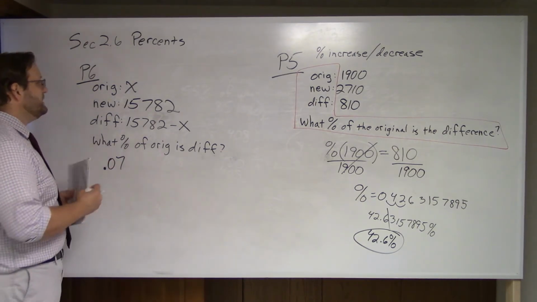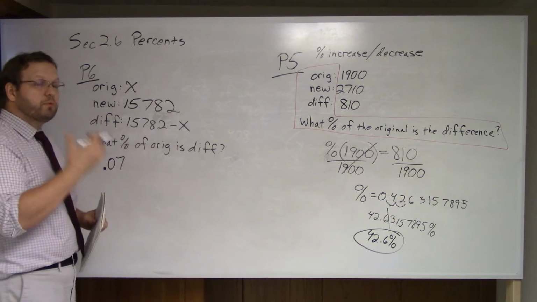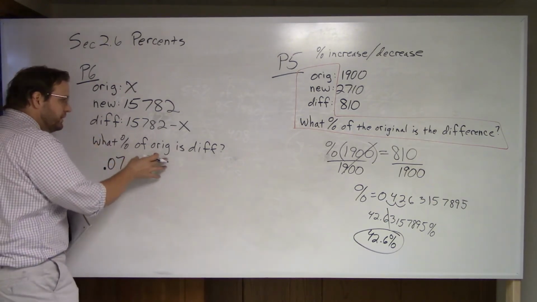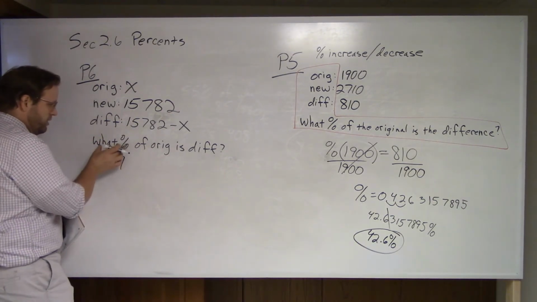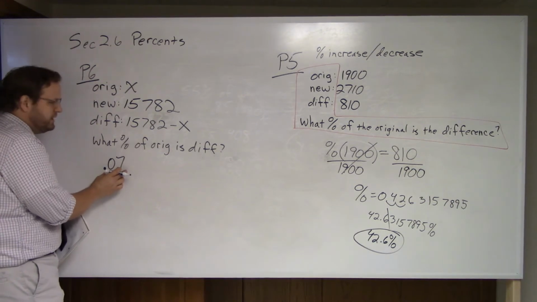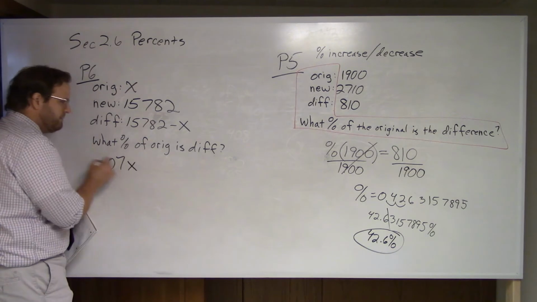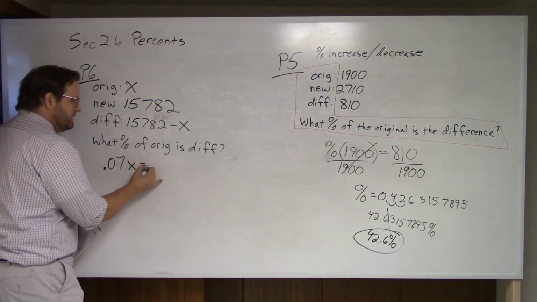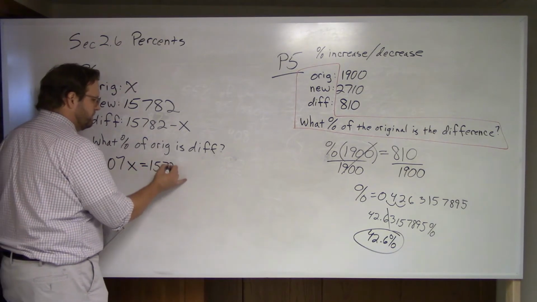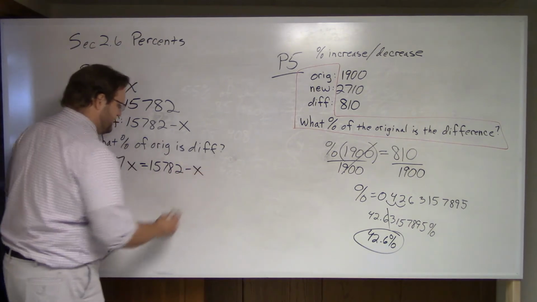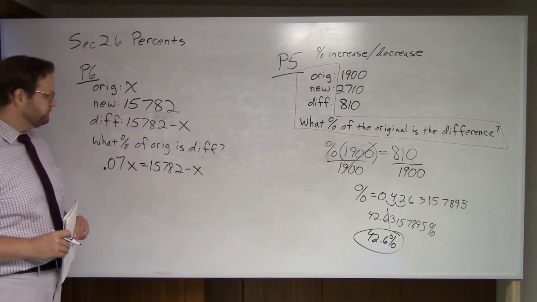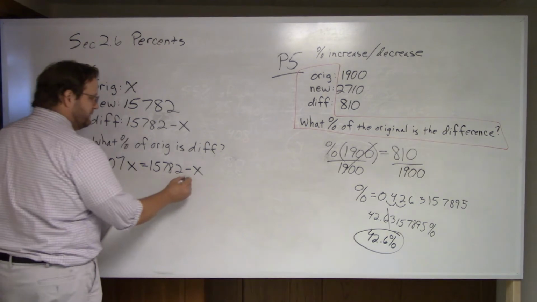Now, given these three components that are algebraically represented, we can plug them in and make an equation. We already know the percentage is 7, so 0.07. Of my original, means multiplied by my original, is the difference. And we have that. I then add the x.